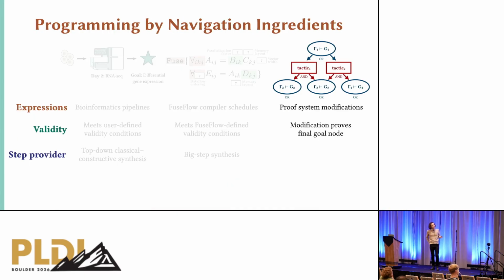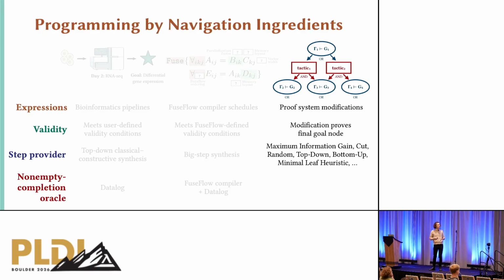OK, so we saw our notion of expressions and validity and a couple step providers. In the paper, we define a bunch more step providers. For example, one's based on information theory, using expected information gain about asking the user about certain propositions. We also have some based on traditional why-not provenance from the database theory literature, and so on. All of these are super easy to define using this non-empty completion oracle that we just need to define once up front, which for this particular setting we defined via compilation to SAT.